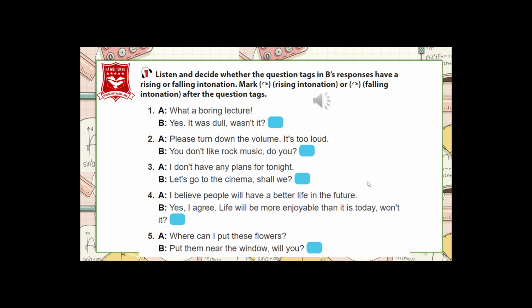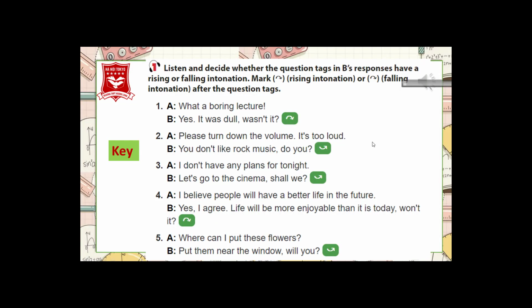Okay, so can you finish all of them? Yeah, let's check. So, on the screen is the key for this exercise. For the first sentence, what a boring lecture. Yes, it was dull, wasn't it? So, it is the falling intonation.